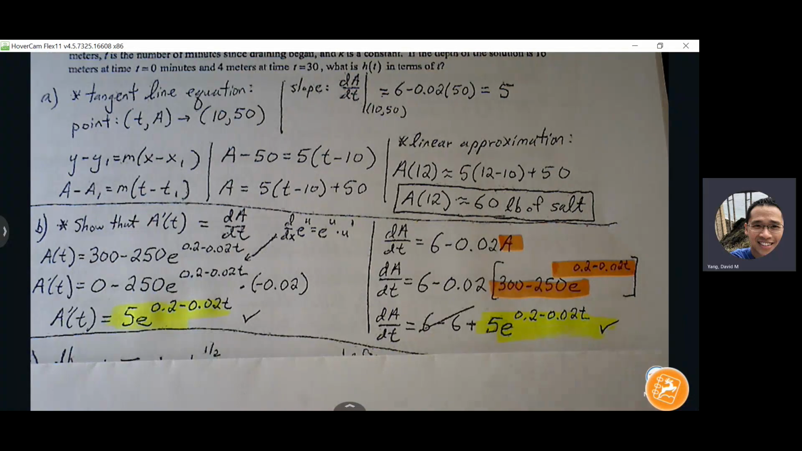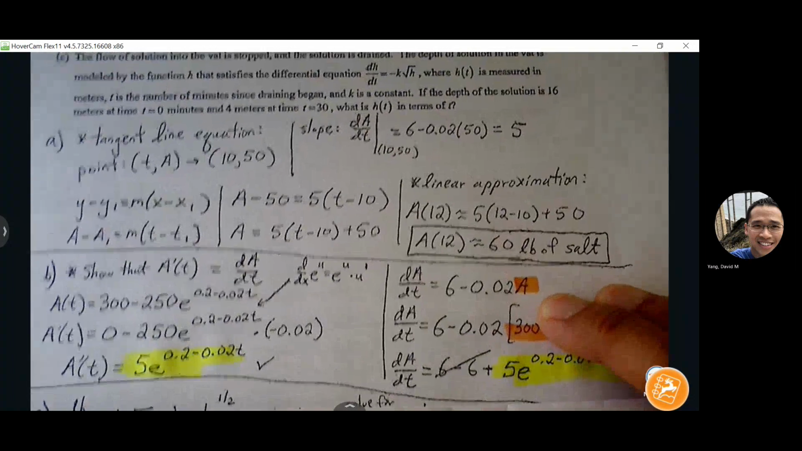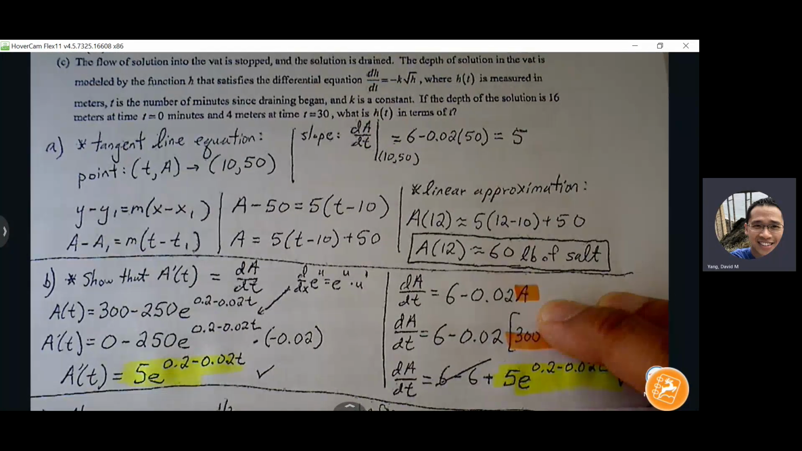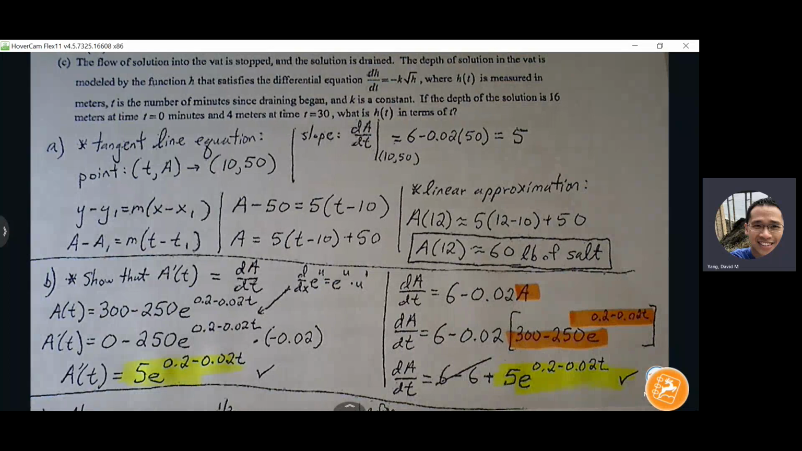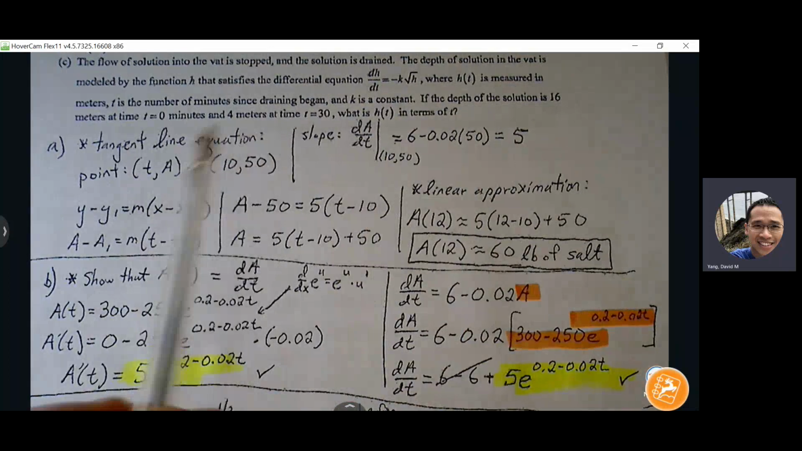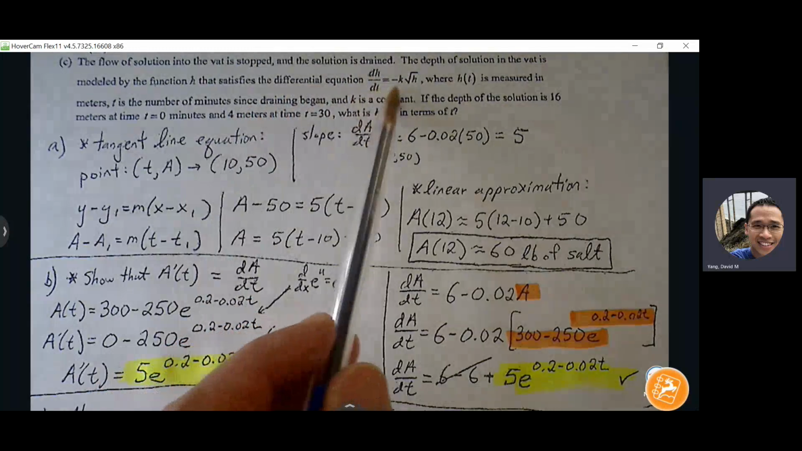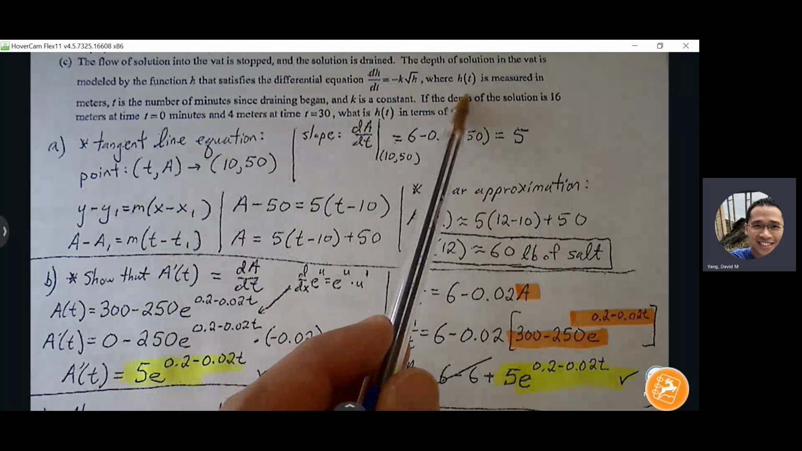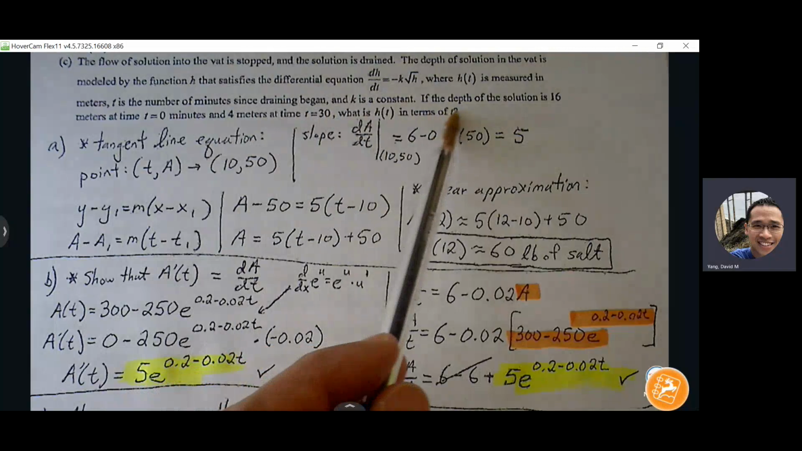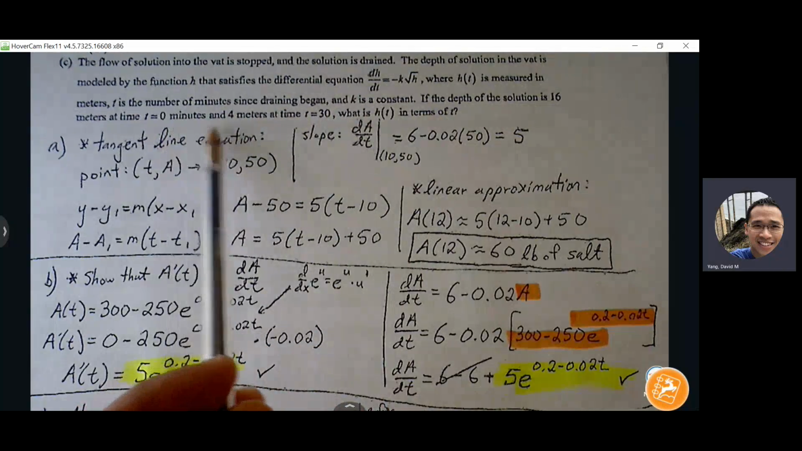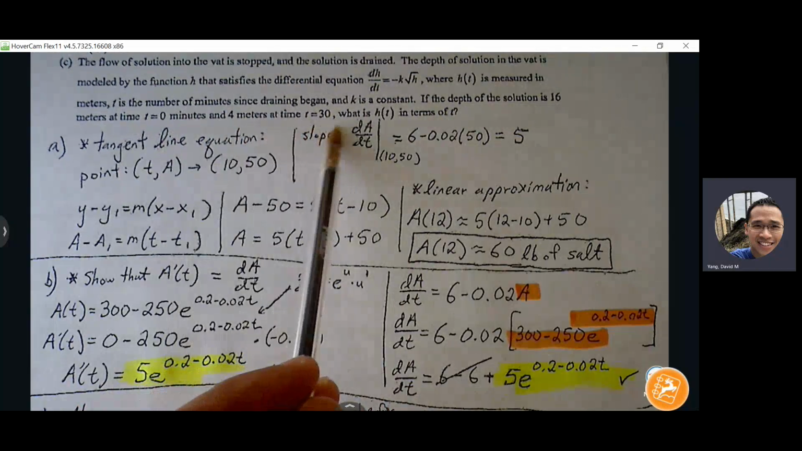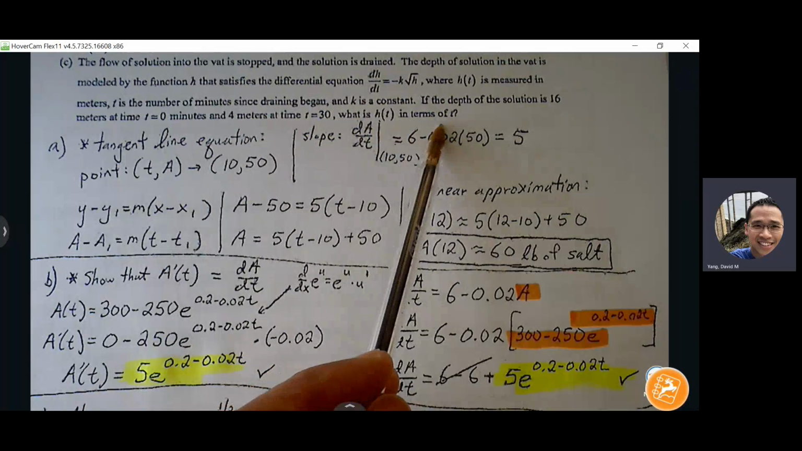Okay, part C. The flow of solution into the vat is stopped and the solution is drained. The depth of the solution in the vat is modeled by the function h, which satisfies the differential equation dh/dt equals negative k root h, where h of t is measured in meters. If the depth of the solution is 60 meters at time t equals 0 and 4 meters at time t equals 30, what is h of t in terms of t?